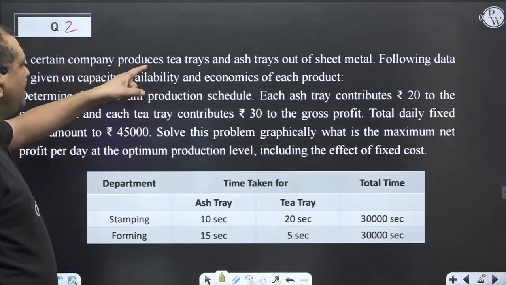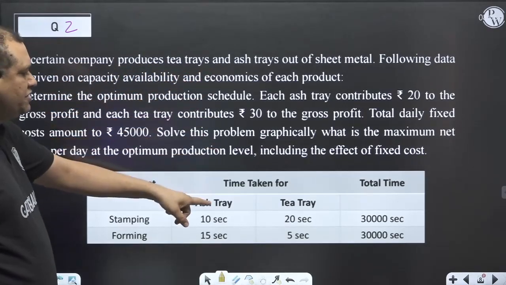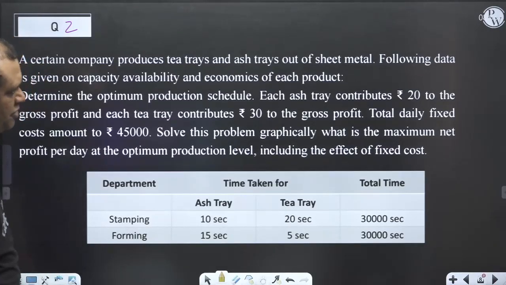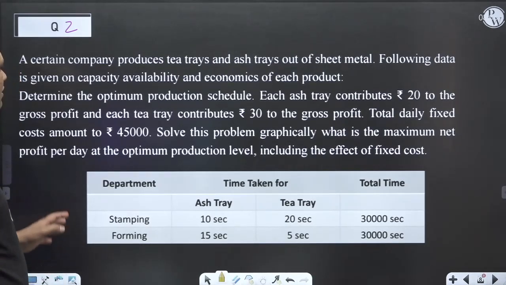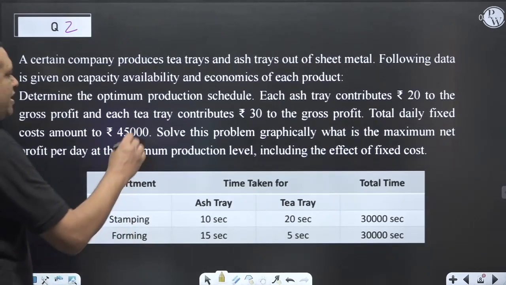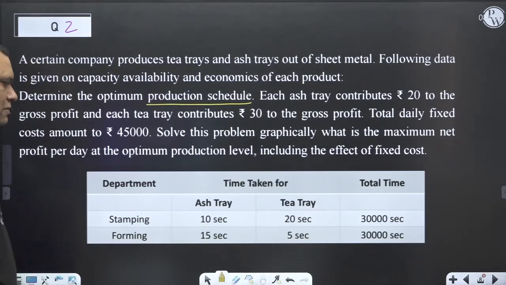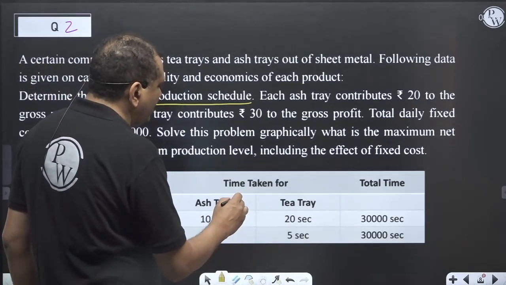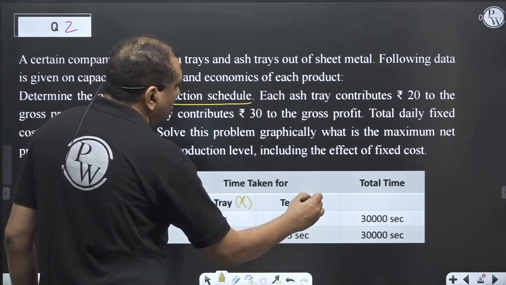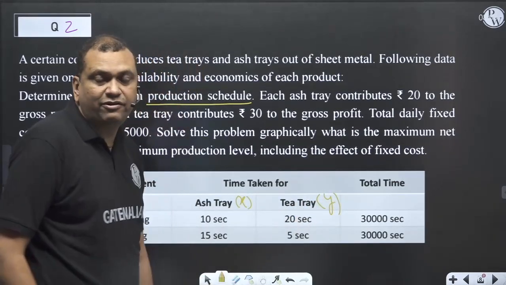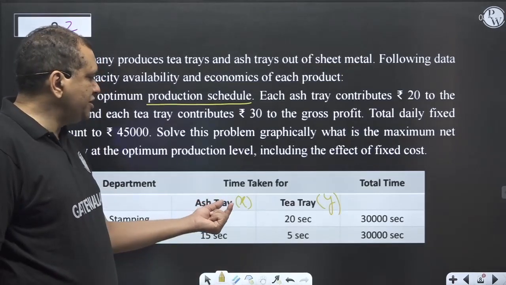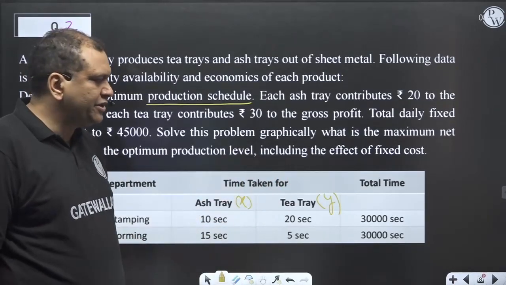A certain company produces tea trays and ashtrays out of sheet metal. The following data is given on capacity, availability, and economics of each product. Determine the optimum production schedule. It means how many ashtrays and how many tea trays we have to produce.